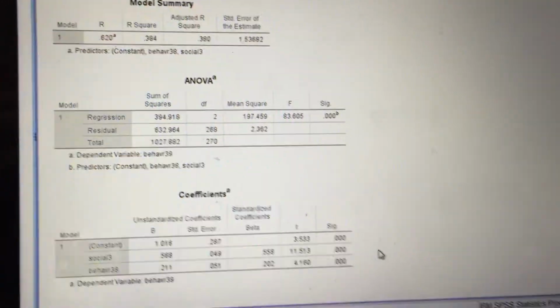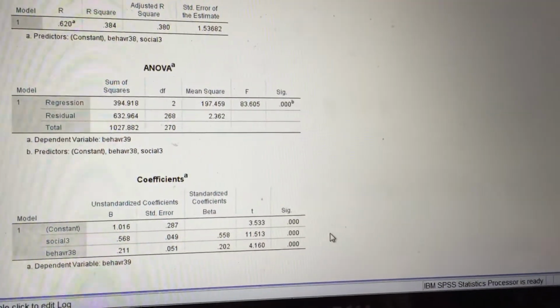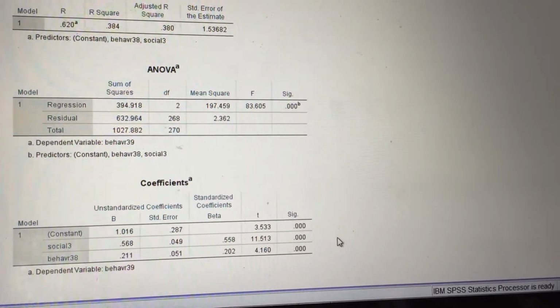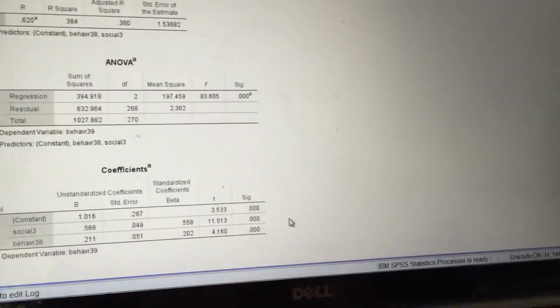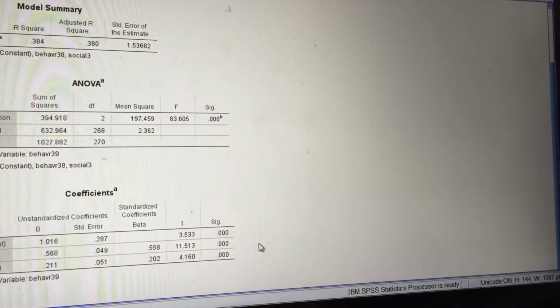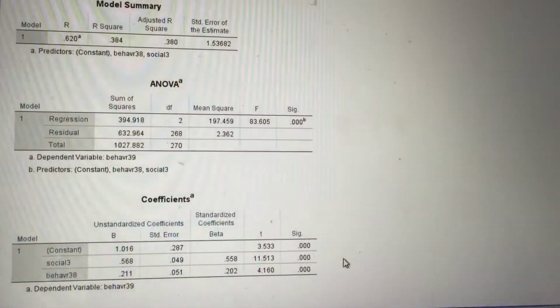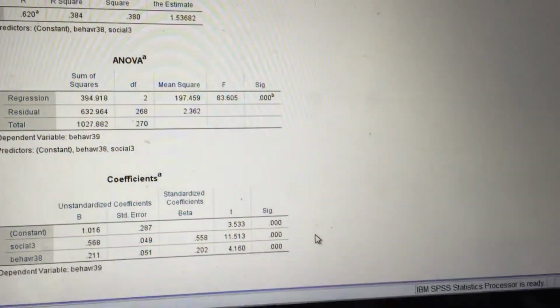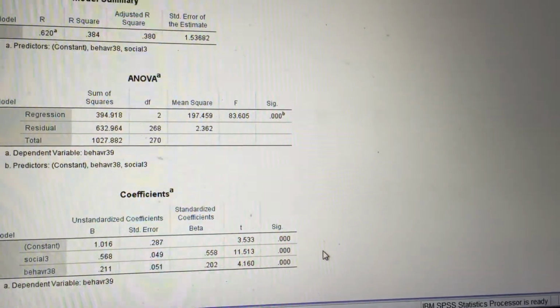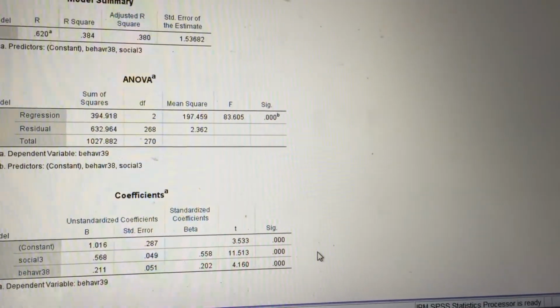Number C says state the null hypothesis for this equation and for the variables I accepted. And in this, I am saying that social 3 and behavior 38 do not predict behavior 39. Again, the null is always that it is not going to tell us that we can do what we are trying to do.